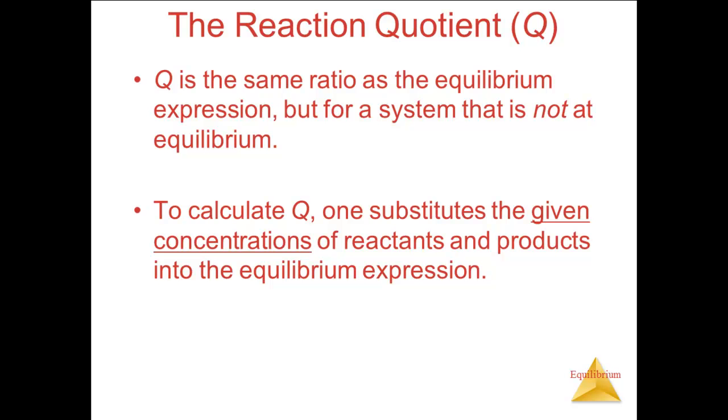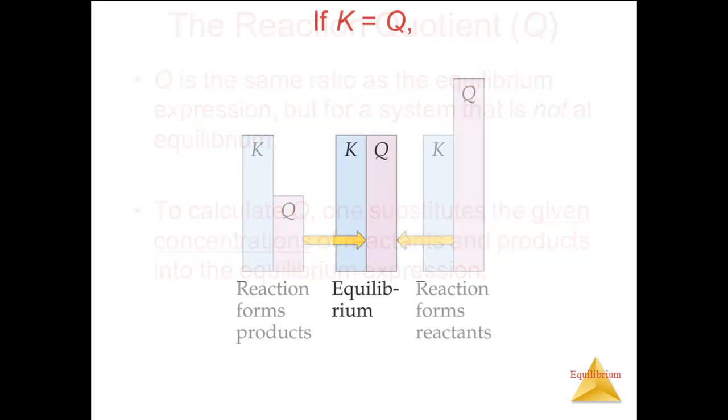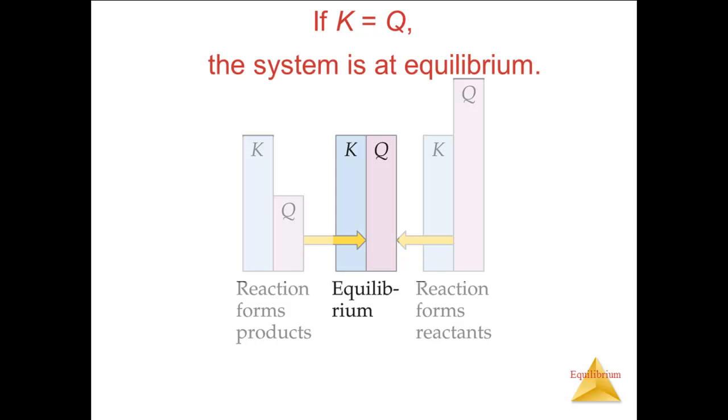Q is used for two important things about the current conditions. 1. It tells whether the system is at equilibrium with the given conditions. And 2. If the system is not at equilibrium, it tells which direction the system must move to reach equilibrium. To determine this, we calculate the value of Q and compare it to the given value of K. If K is found to be equal to the calculated value of Q, then the system is at equilibrium.